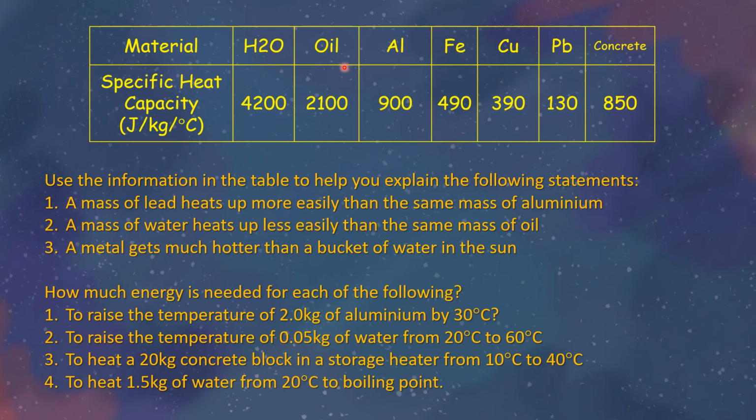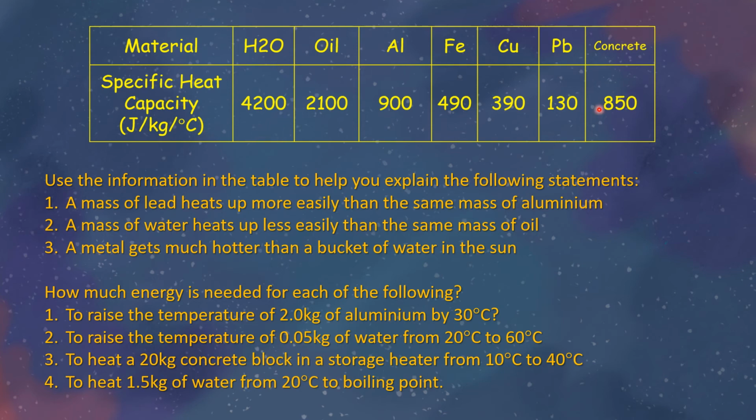Okay, so if we take oil as an example, if we have 1 kilogram of oil, then we will need 2,100 joules of energy to heat up 1 kilogram of that oil by 1 degree Celsius. Okay, so a kilogram is almost like a litre, so if you were putting water into your kettle and then you heat it up, so if you put 1 kilogram of water in your kettle, it will need this much energy to heat up by just 1 degree Celsius.